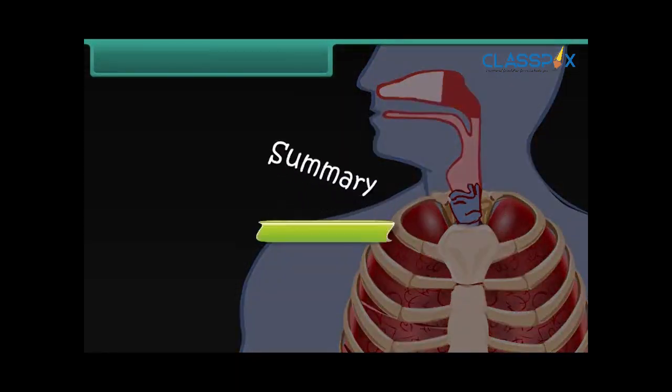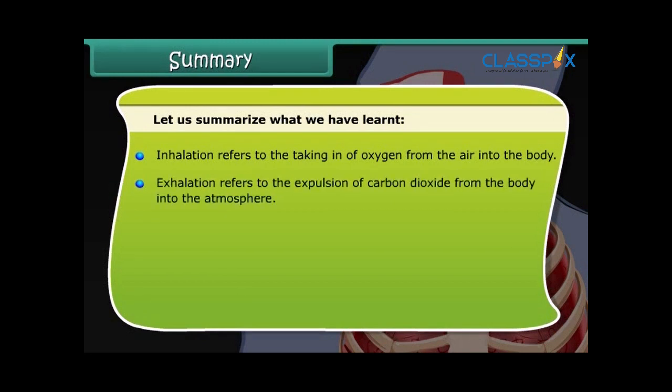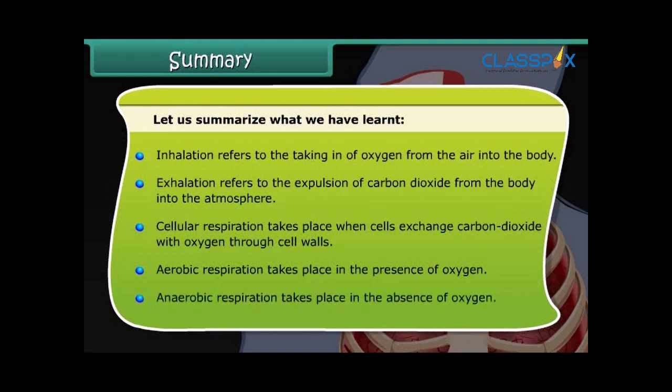Summary. Let us summarize what we have learned. Inhalation refers to the taking in of oxygen from the air into the body. Exhalation refers to the expulsion of carbon dioxide from the body into the atmosphere. Cellular respiration takes place when cells exchange carbon dioxide with oxygen through cell walls. Aerobic respiration takes place in the presence of oxygen. Anaerobic respiration takes place in the absence of oxygen.